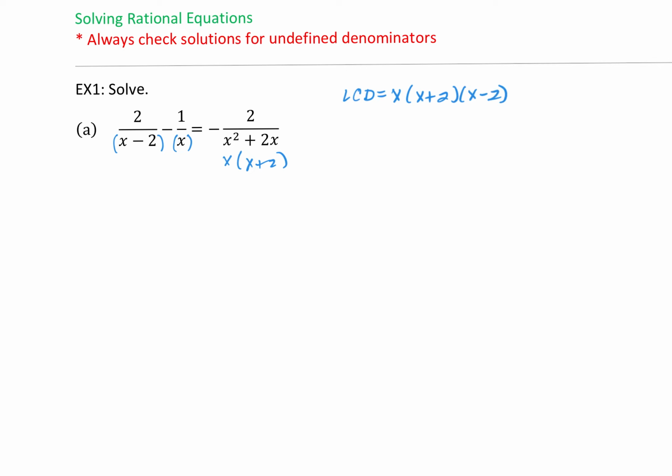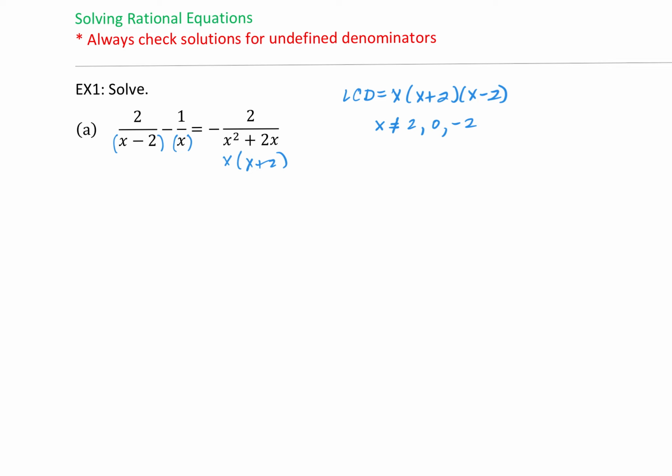And then before I go any further, I want to note that if x is equal to 2, the x minus 2 denominator will be undefined. I'll get 0 in the denominator. So before I go further, I'm going to write down the values that I cannot use for solutions because they'll give me 0 in my denominators. So x equal to 2, 0, and negative 2. All of those will give me undefined denominators, so I can't use them.